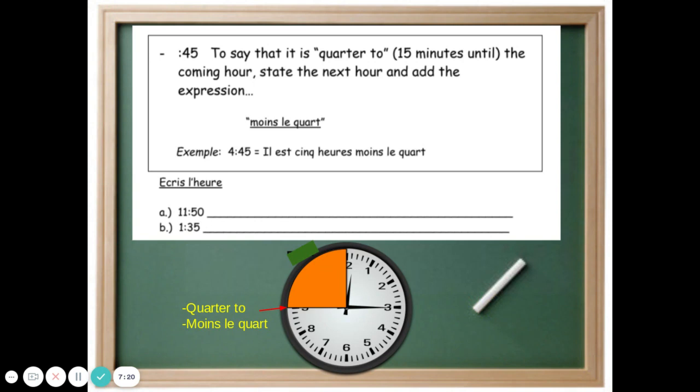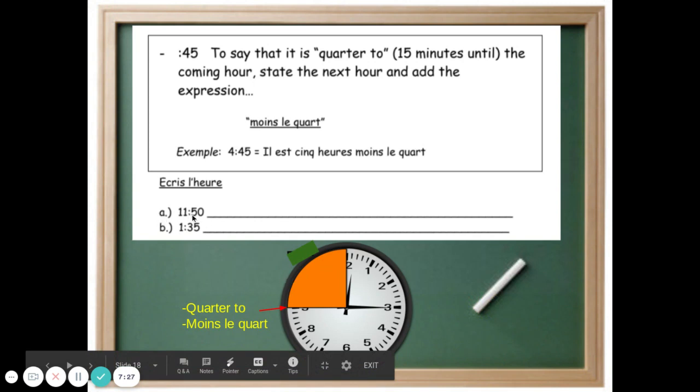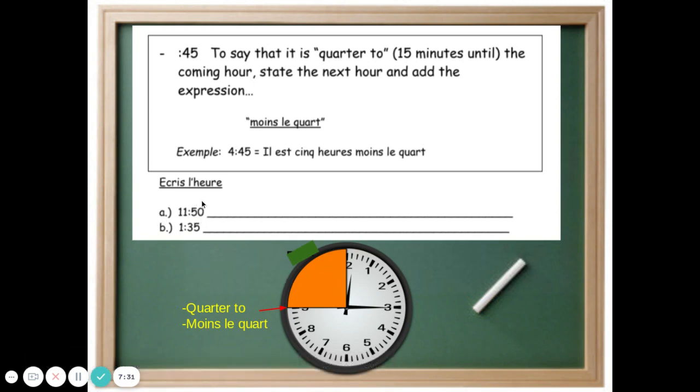It is noon minus. So if it's at the 50, how many minutes is it until noon? 10. If you're not sure, say 60 minus 50 is 10. So your answer would be il est midi moins 10. Or il est minuit moins 10, depending if you picked AM or PM.